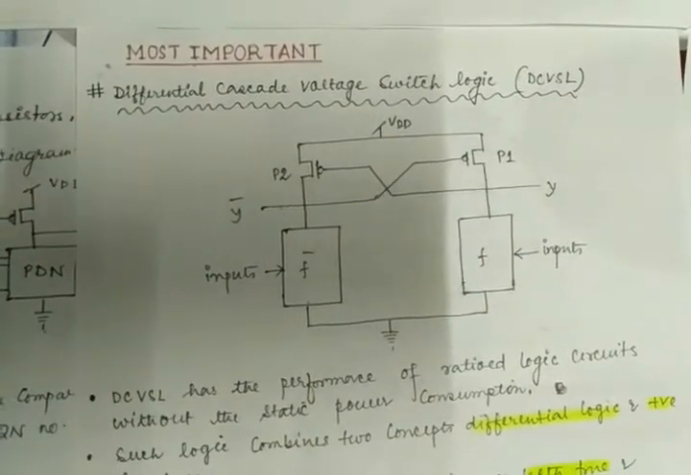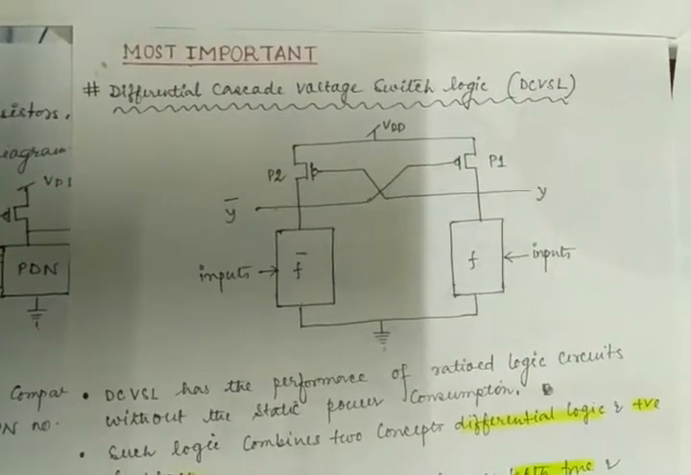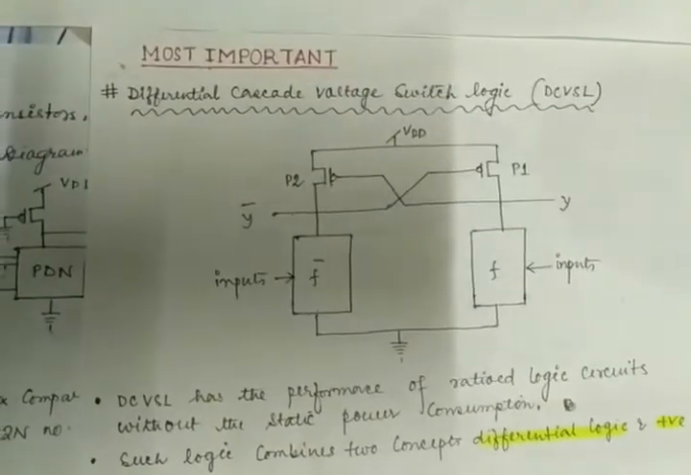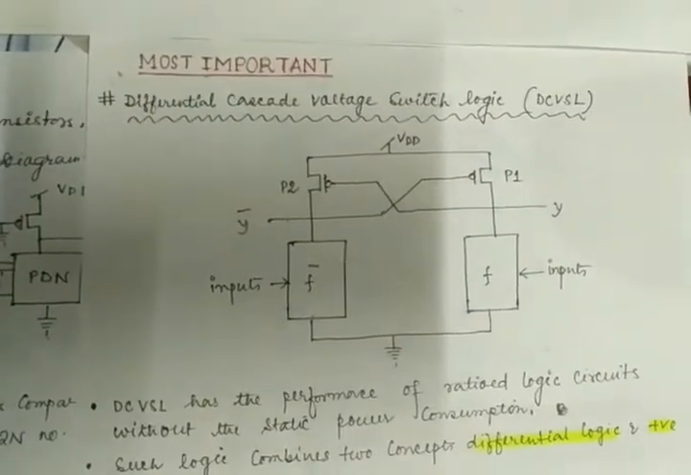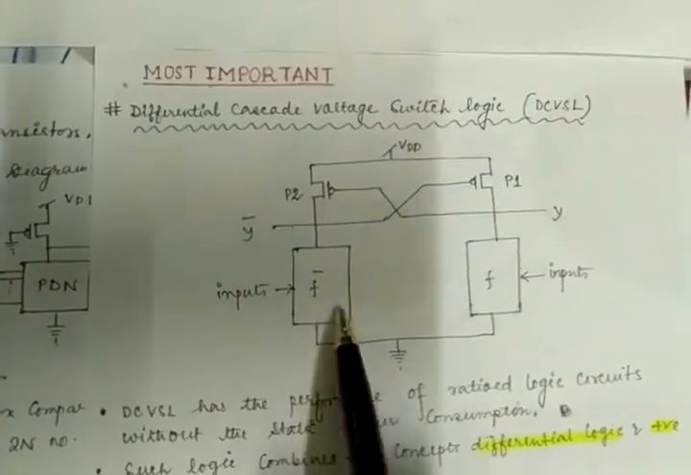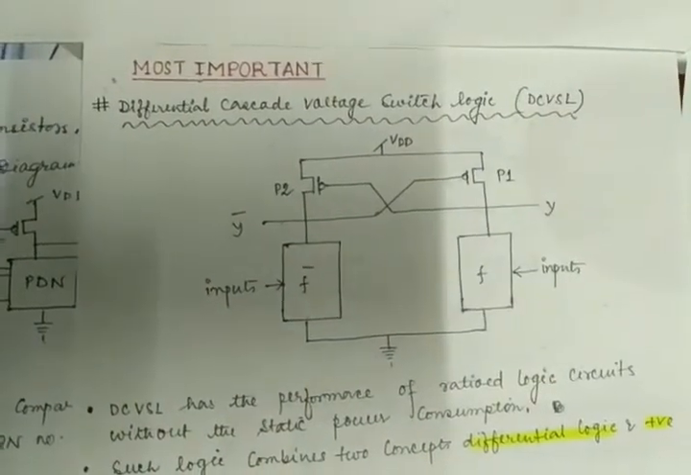I think it's not required. It's not mentioned that two pull down networks will be on at a time. It will not work basically. At a time one of the networks will be on. That's why I am saying that the two pull down networks, this F and F bar, are of mutually exclusive nature.